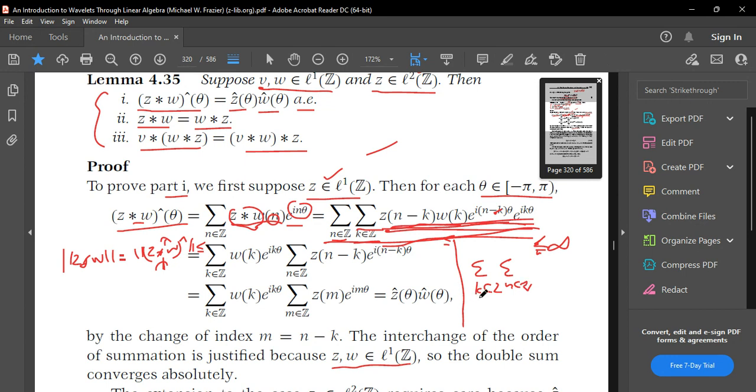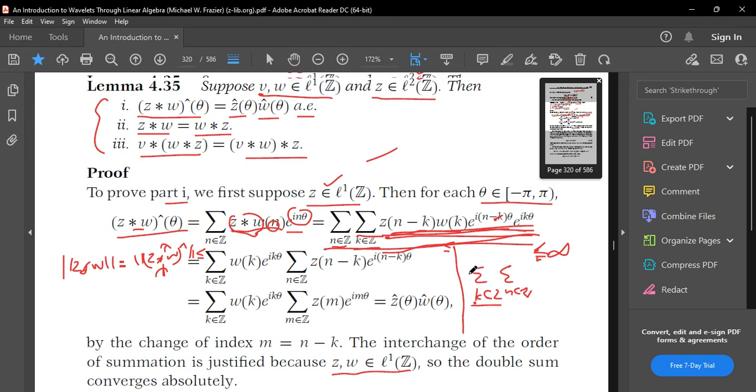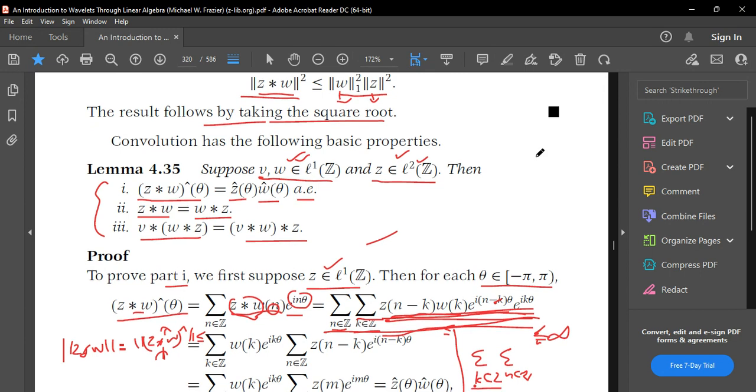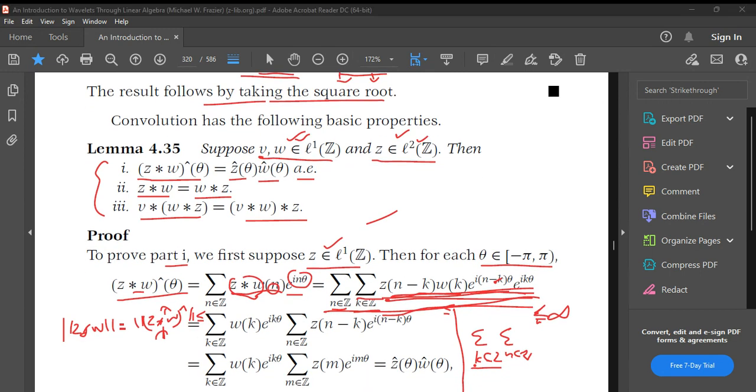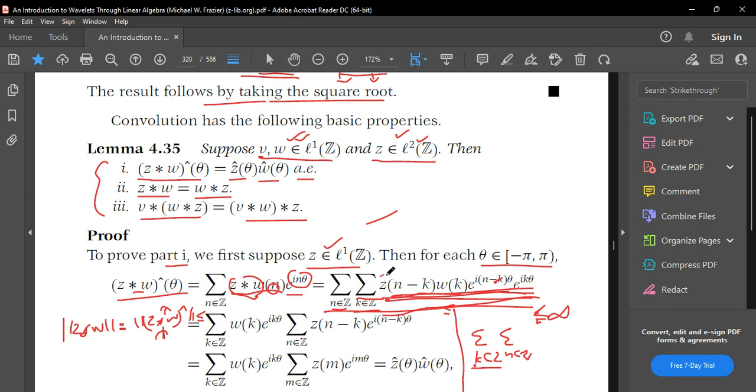If we expand this summation k belongs to Z, we will get this. We have summation k belongs to Z, summation n belongs to Z. This whole quantity, we can interchange the summation, no problem, because the right hand side summation is convergent. So for summation k belongs to Z, we will expand like this. For k equal to 0, we have summation n belongs to Z of Z of n, W of 0, because W of k with k equal to 0 gives W of 0, e raised to i n theta, e raised to i 0 theta.